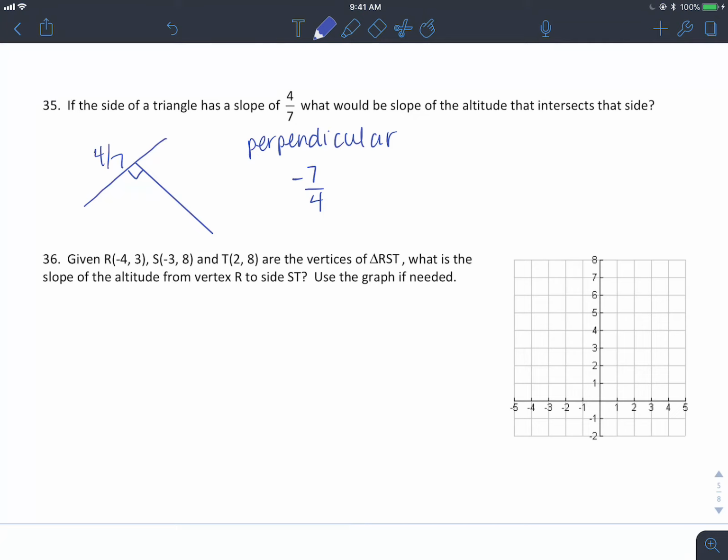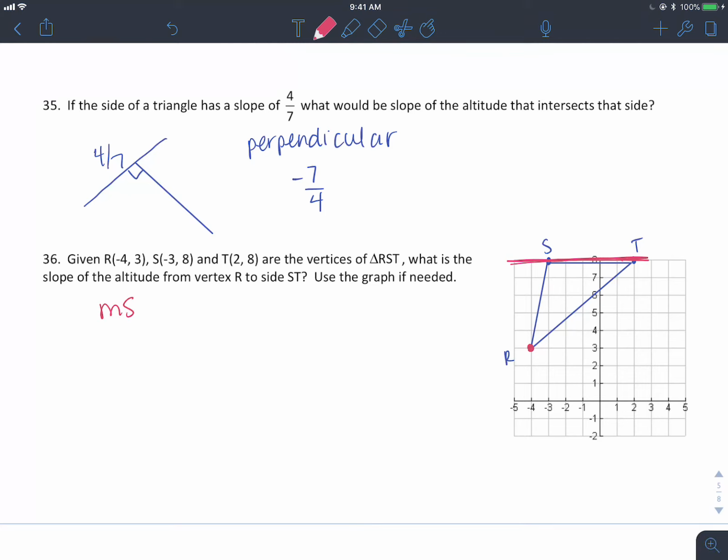On number 36, we're going to have this triangle here. We have R, S, and then T. So we have this triangle right here. It says, what is the slope of the altitude from vertex R? So I'm going to do this in pink. From vertex R to side ST. So we don't even actually have to draw the altitude. We just have to know what the slope of side ST is.